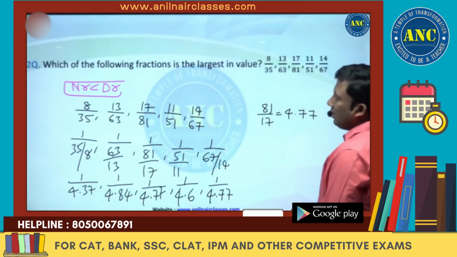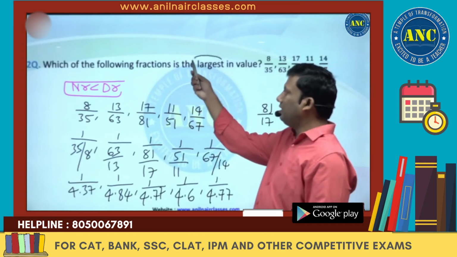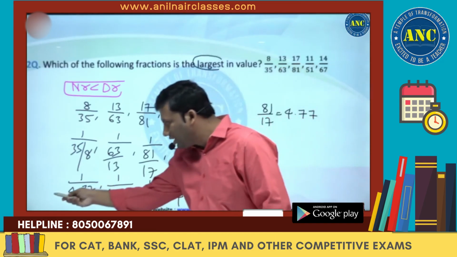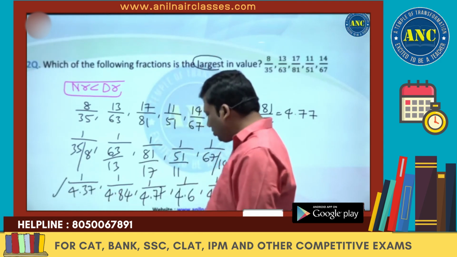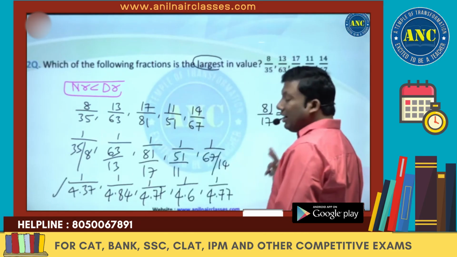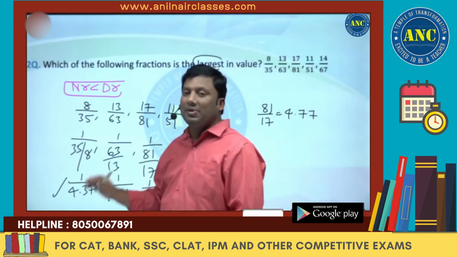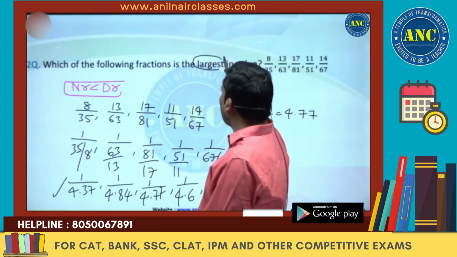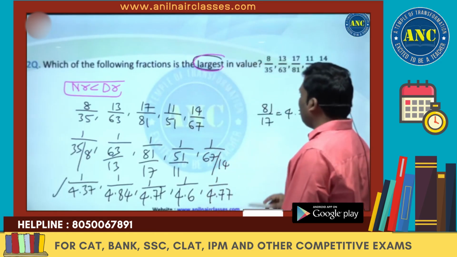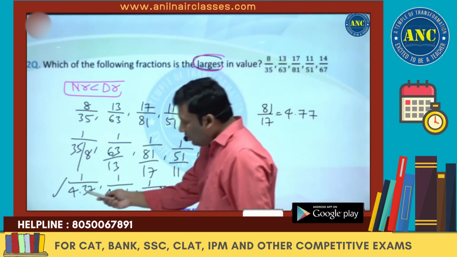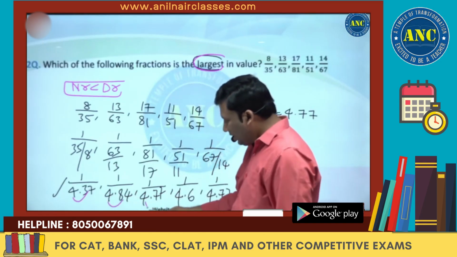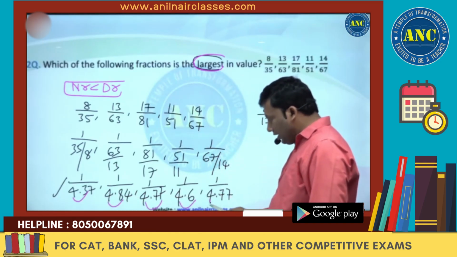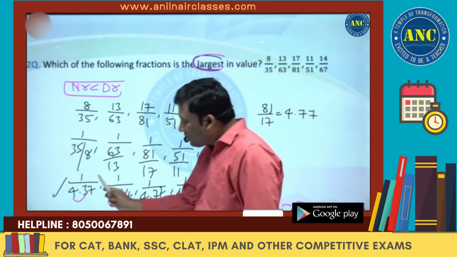Which of the following is the largest? Largest will be the value which has the smallest denominator. Denominator smallest, value will be largest. You don't need to find the second decimal unless we need to write the numbers in ascending or descending order. The question is the largest. If you see, this denominator is 4.3. These are 4.8, 4.7, 4.6 and 4.7. What is the smallest?